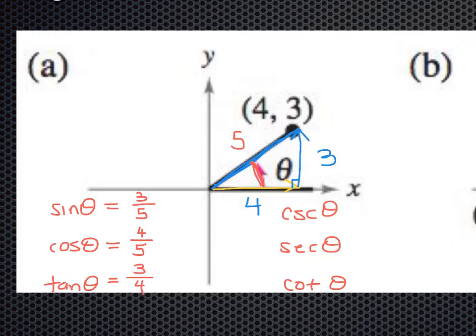And then to get your reciprocal functions, simply flip the originals. So cosecant, sorry, is the reciprocal of sine. This would be 5/3. Secant is the reciprocal of cosine. This would be 5/4. And cotangent is the reciprocal of tangent, 4/3.